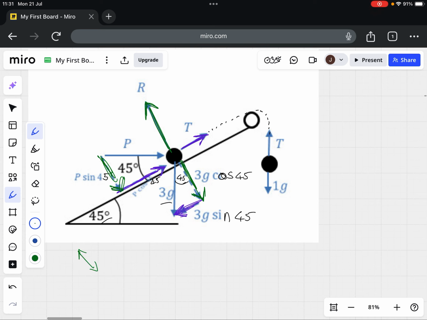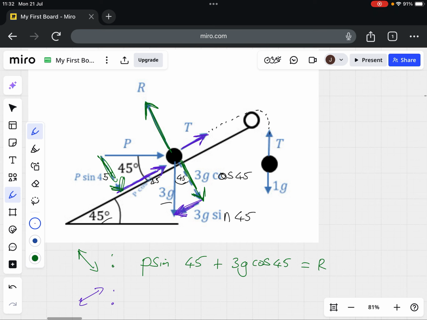We'll write some equations for, this is what I call the perpendicular one, and then we're going to make some equations for what I call the parallel one here. So let's do the perpendicular. So the two forces acting into the slope are P sine 45 and 3G cos 45. It's a plus because they're both going the same way together. And then that's going to be equal to R. Yeah?